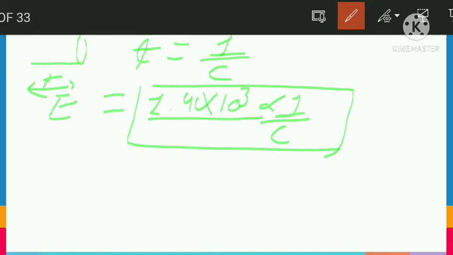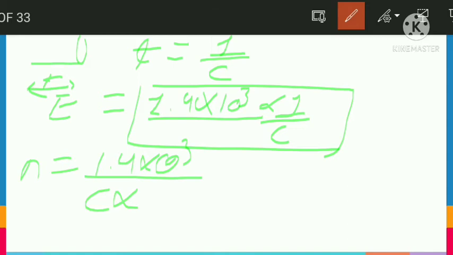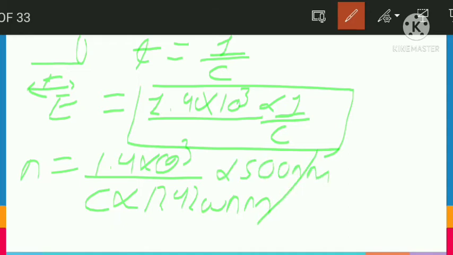So the number of photons is just this divided by the energy of each photon. So N equals 1.4 into 10 to the power 3 upon C, times the energy of each photon, 1242 electron volt nanometer upon 500 nanometer. Just simply solving this, you get a value of 1.2 into 10 to the power 13. This is the number of photons in that 1 cubic meter. So friends, I think we can move to the next part.